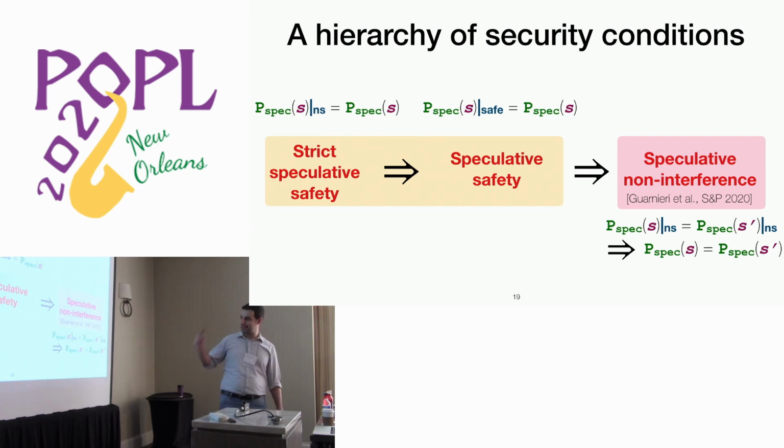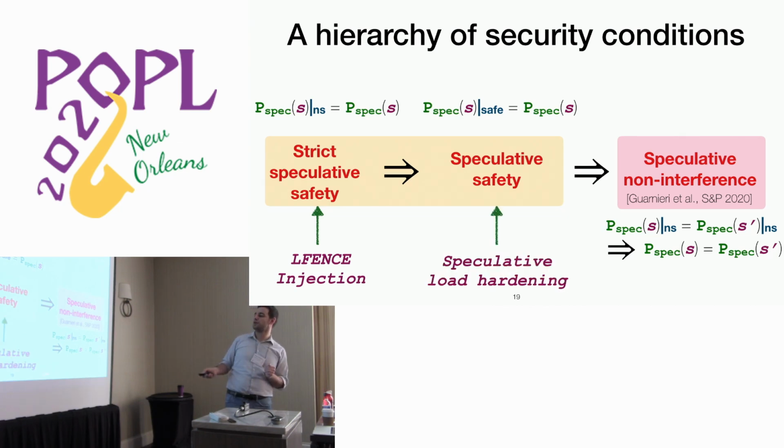And let me now connect it to countermeasures. Why we came up with these two conditions is that our current conjecture, we haven't proved it yet, is that a naive compiler that does fence insertion actually enforces strict speculative safety. A naive compiler that does speculative load hardening enforces speculative safety. So somehow the difference between these two countermeasures lies in this smarter way of doing projections.